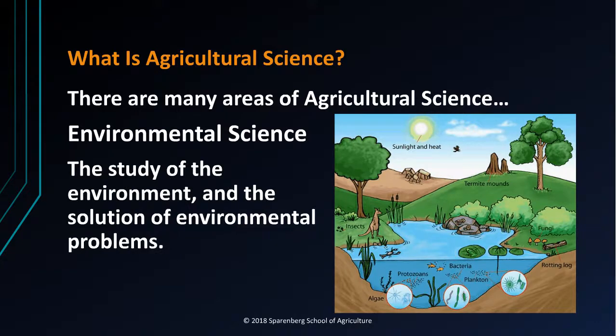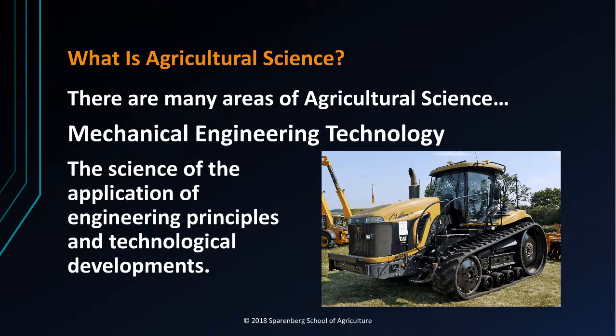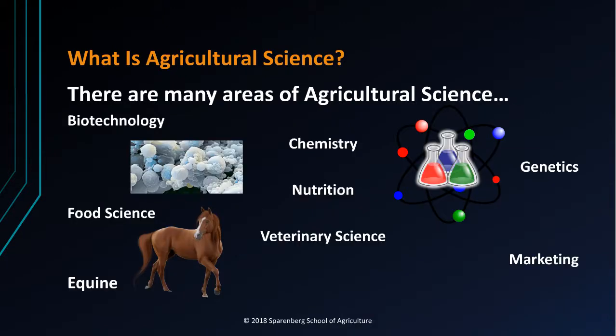Environmental science is the study of the environment and the solution of environmental problems. Mechanical engineering technology is the science of the application of engineering principles and technological developments. Other sciences important to agriculture include biotechnology, chemistry, genetics, nutrition, food science, veterinary science, marketing science, and equine science, and the list includes many, many more.